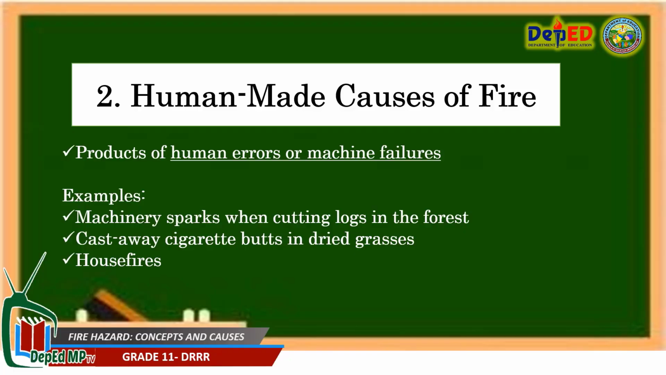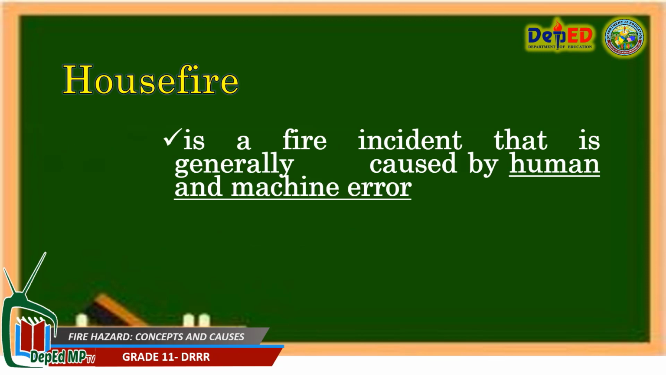Another cause of fire is human-made. These are products of human errors or machine failures. Examples: machinery sparks when cutting logs in the forest, castaway cigarette butts in dried grasses, and house fires. House fire is a fire incident that is generally caused by human and machine error.